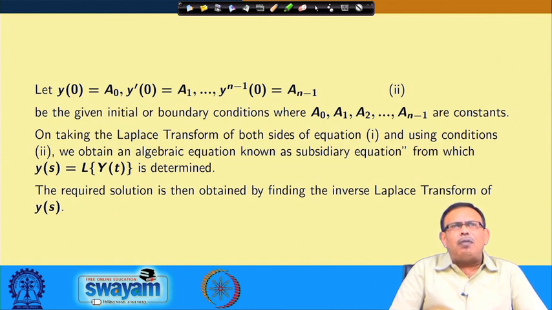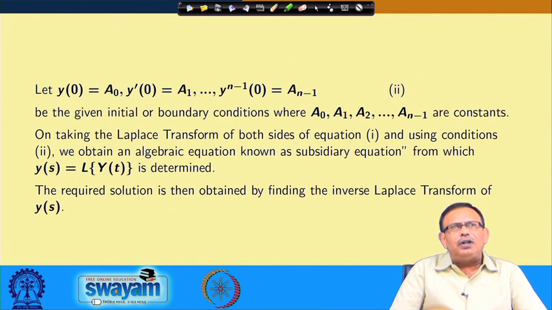I know the Laplace transform of y(n), and I will use the initial or boundary conditions, whatever is supplied to me. Using those conditions, I can always transform my original ordinary differential equation into an equation of the form Laplace transform of y(t) equals some function of s. From there, if I take the inverse Laplace transform, I can find out the value of y(t).